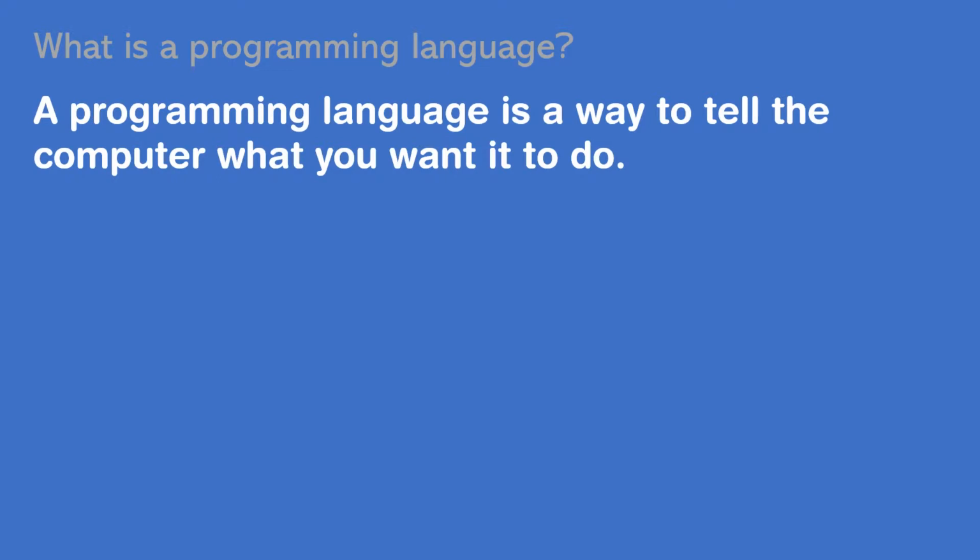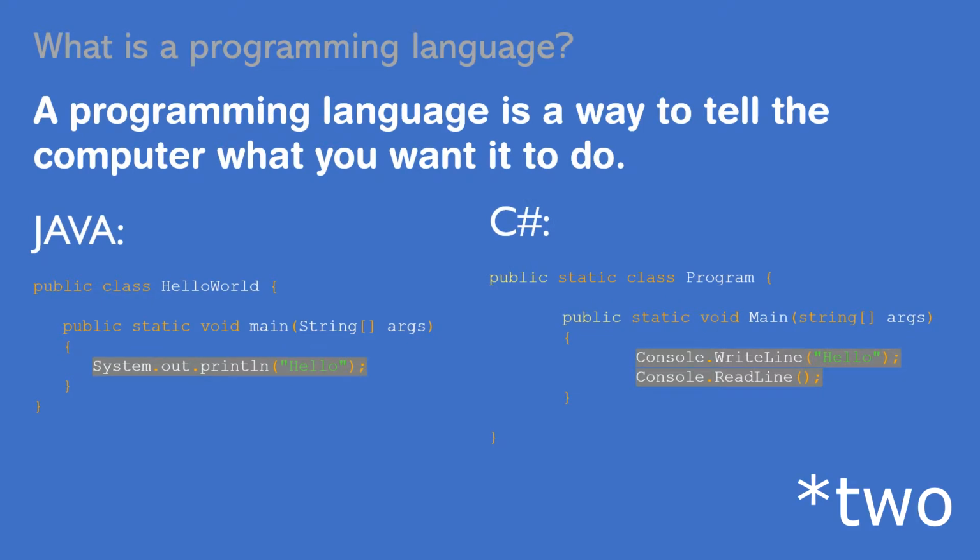Okay then, let's start off with the obvious question of what is a programming language. Well, there are lots of different ways of telling the computer how you want something done. And so a programming language is the way that you tell the computer what you want it to do. On the screen are 3 different programs, written in 3 different programming languages, C# and Java. Each of these programs do exactly the same thing, but you can see that they're different. That's because each programming language has its own rules and its own way of doing things.